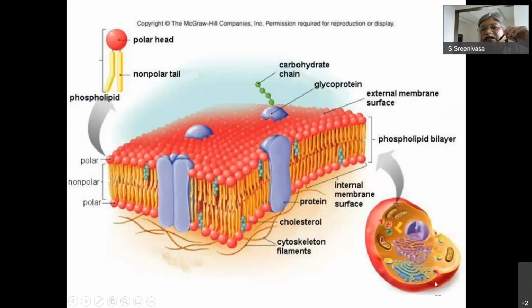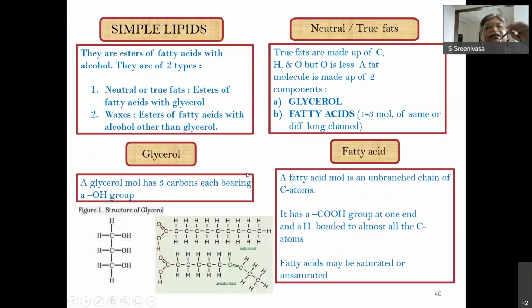This is a cell wall. Any cell wall contains a lipid. This lipid arrangement is there, based on the structure. They can open up this membrane for the entry of carbohydrates, glycoprotein, external members. So many things they will do.